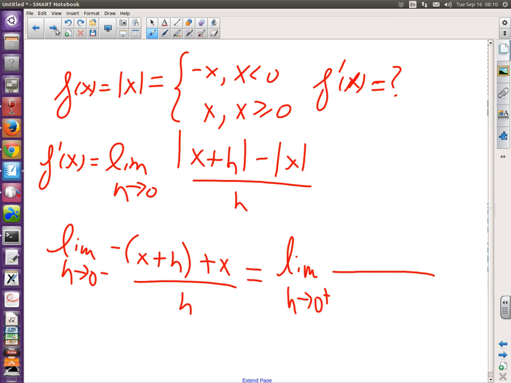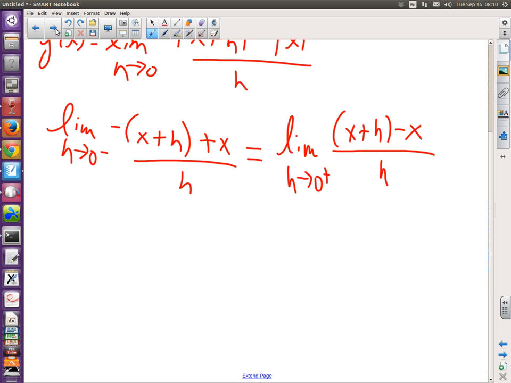So how do I write this difference quotient on the right side of h equals 0? Am I using the negative x or the x branch? The x branch. So simply plug in x plus h into x and you get x plus h minus x all over h. What you would like to see happen is that the two limits are the same, so the limit exists, the derivative exists, right? But you know already that the left side should be -1 and the right side should be 1, but let's just show that. How do you show that?